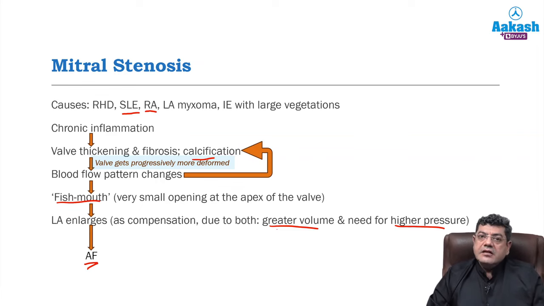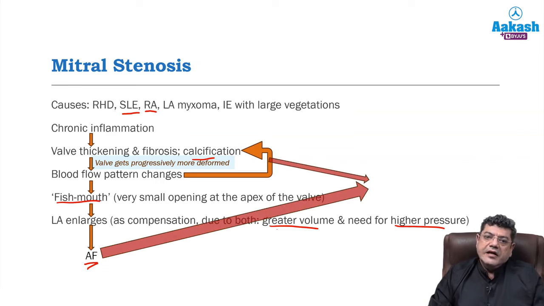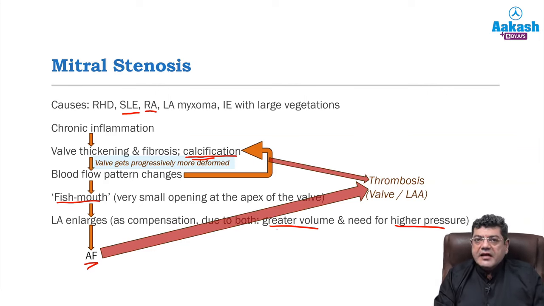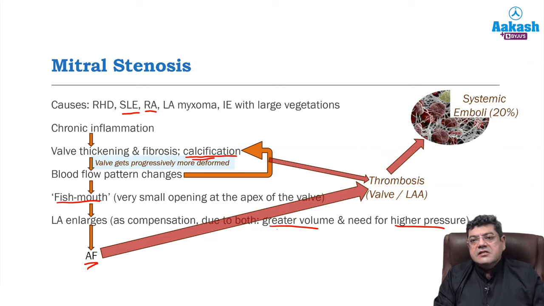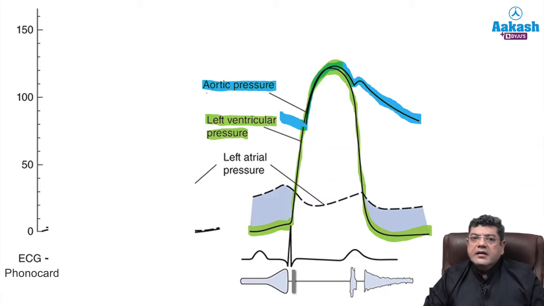Besides that, another problem with AF, and also a small problem, the calcification and fibrosis at the valve level itself, is that they will give rise to a thrombus, usually in the left atrial appendage, and that itself can give rise to systemic emboli. 20% of MS patients develop systemic embolization at some point in their lifetime, right?